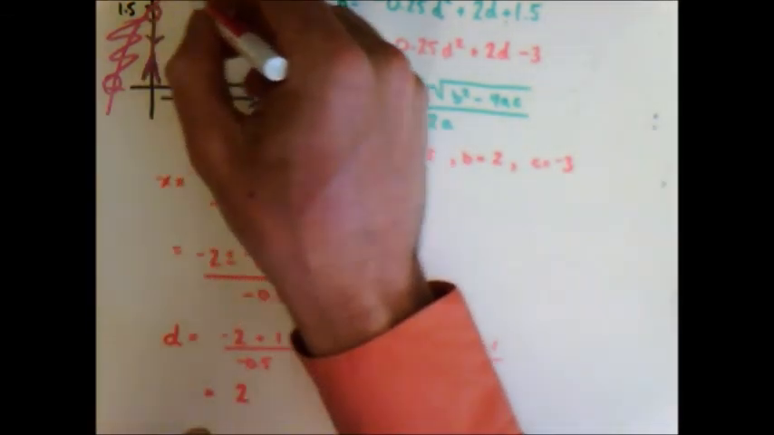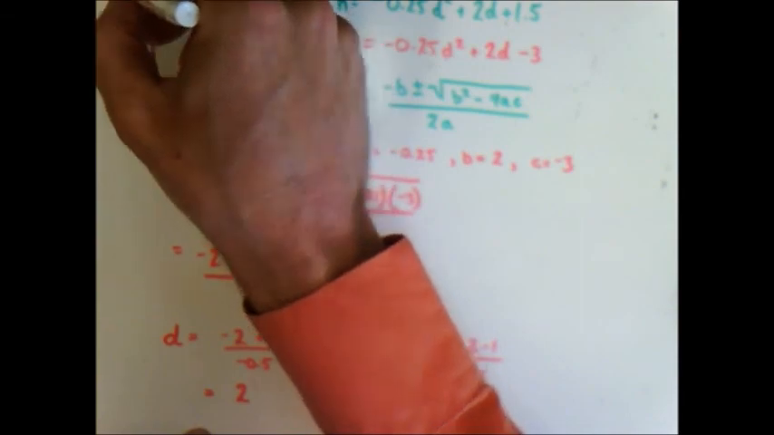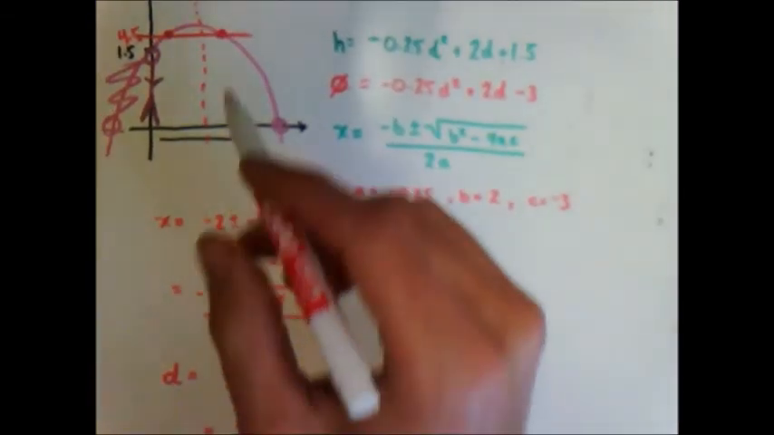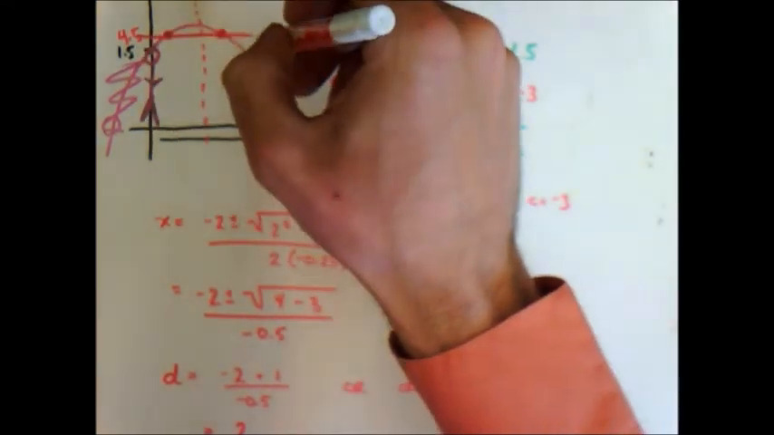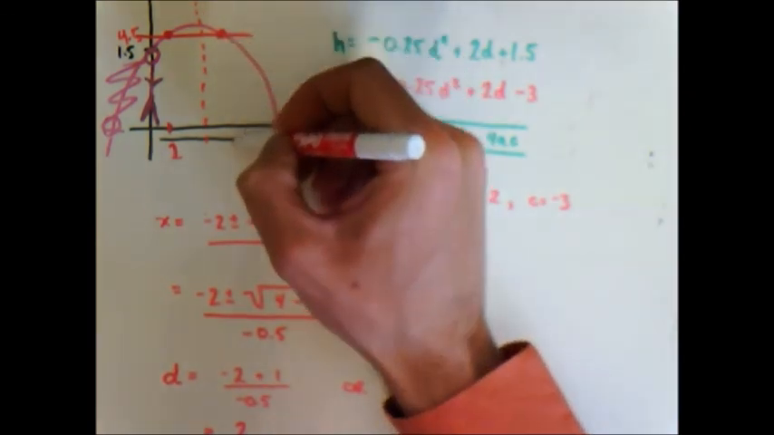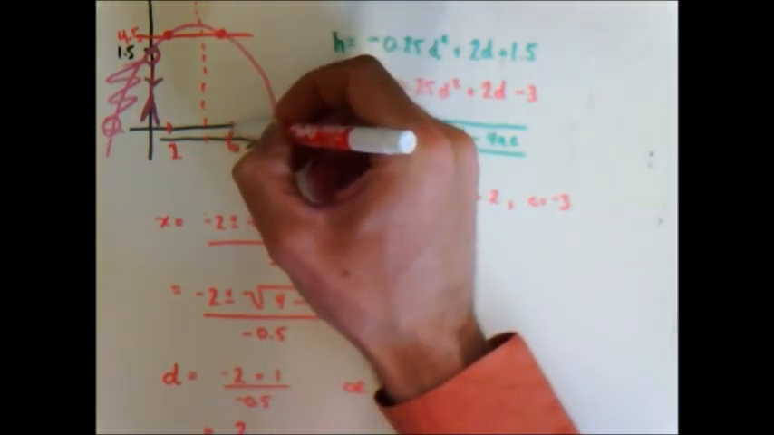So our sketch is not to scale here. 1.5 is here and 4.5 is here. So that's not quite right, but it does show us where these things happen. This happens at 2, and this happens at d equals 6.